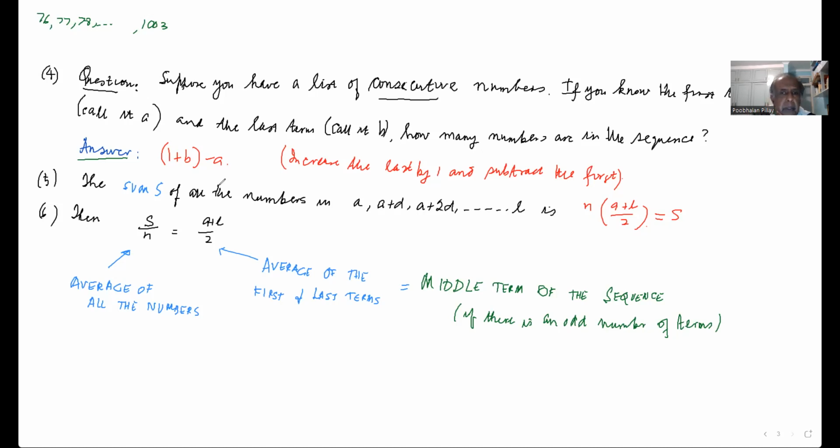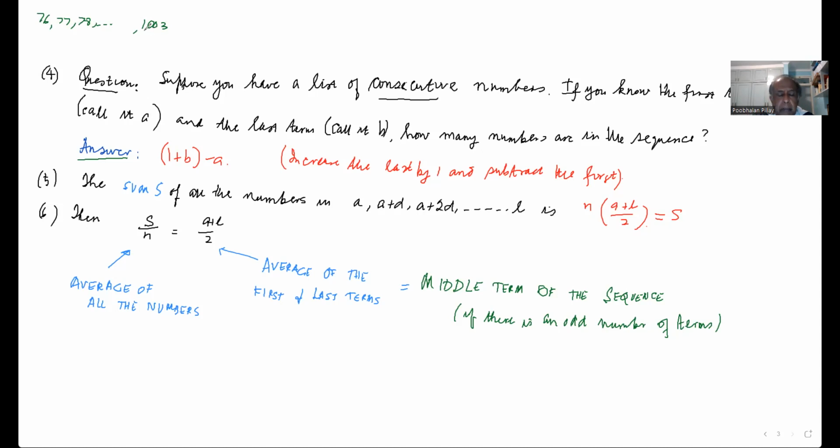All you have to do is to say the number of terms, the number of numbers, is equal to 1 plus B, where B is the last term. So you increase the last term by 1, and you subtract the first term. So please remember that. That's a very important fact.